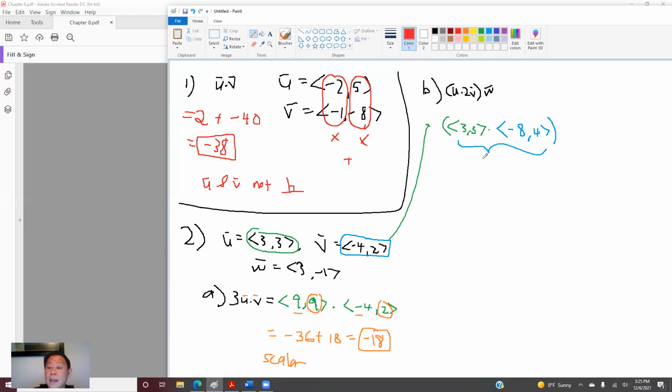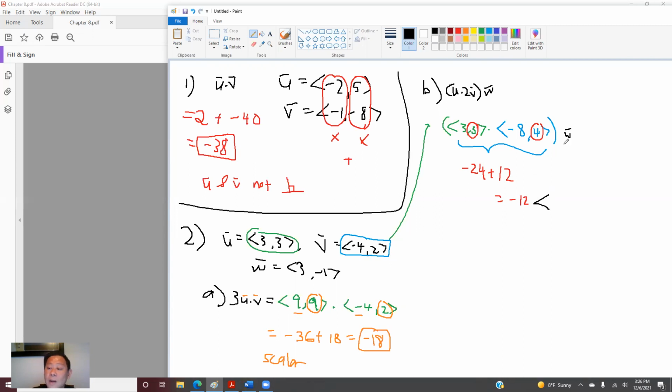So 3 times -8 is -24. And then you always add your second component when you multiply. 3 times 4 is 12. And then you add this up, this will become -12. But then you still need to multiply this with vector W.